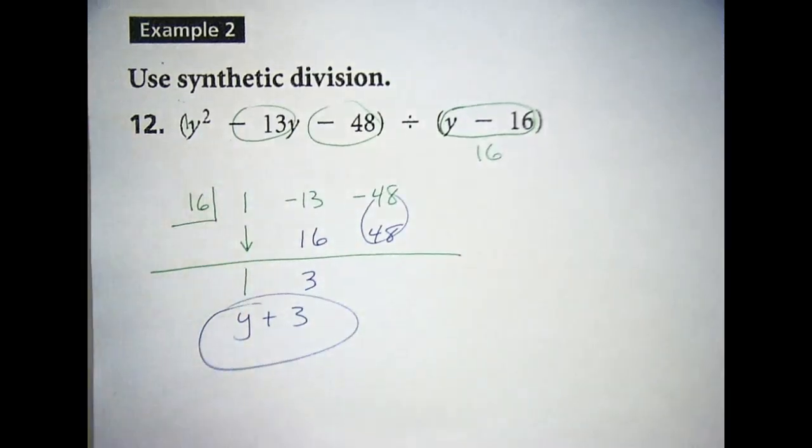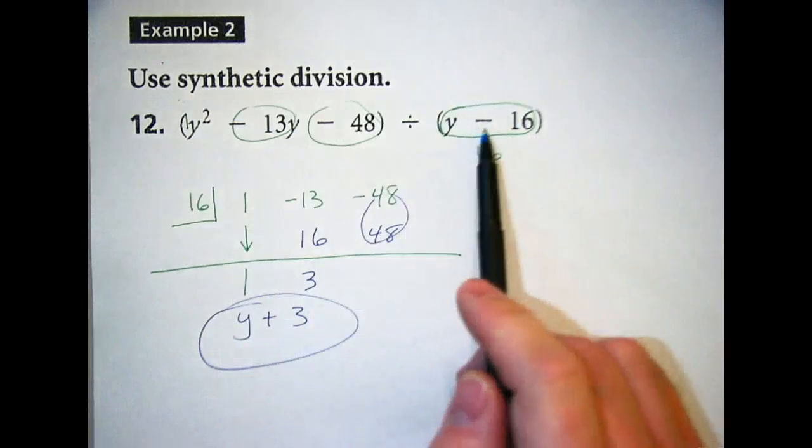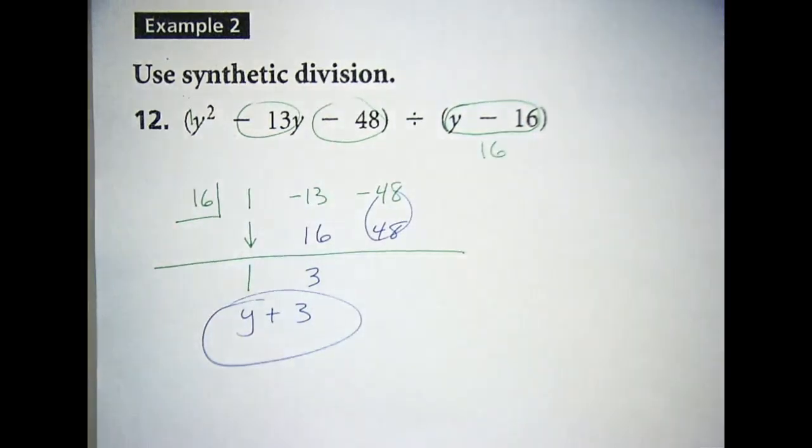How many got it? A little faster? Pretty fast. I still think factoring is a little faster, but that's all right. I mean, if we didn't know that, we could factor. Yeah. So why does the 1 just drop down? The 1 just drops down to start the problem.